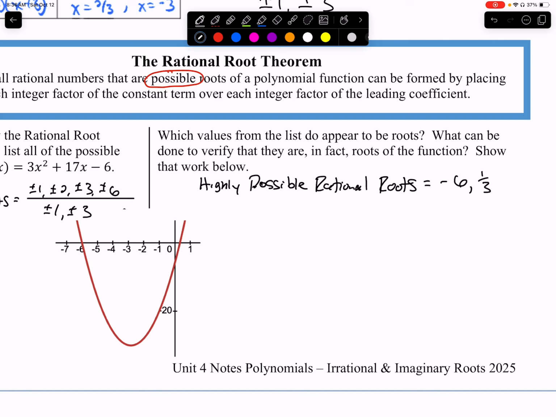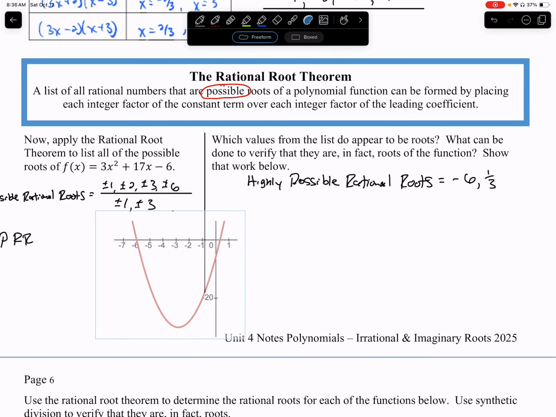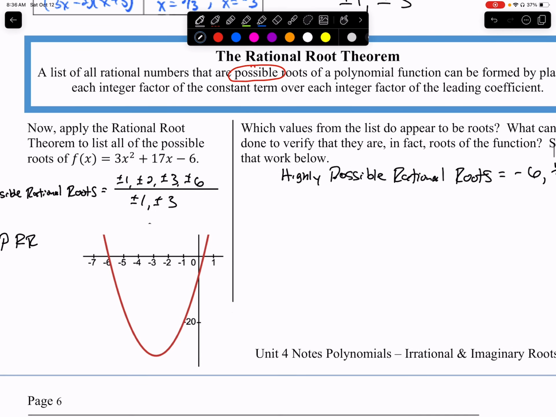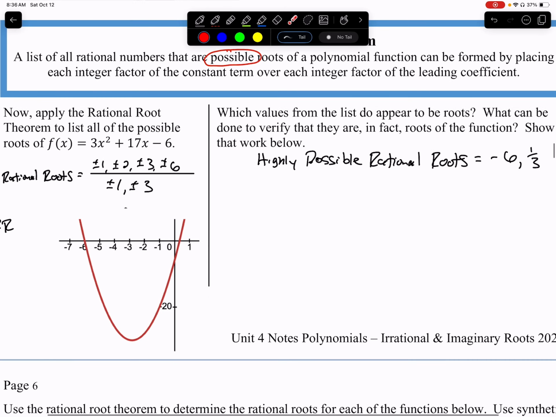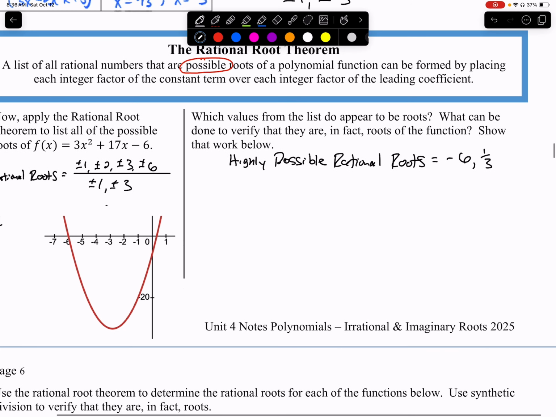Now, both of those could be right. One of those could be right. They could both be wrong. How are we going to check? So we could plug these numbers into the original function, and that wouldn't be that difficult to do with this quadratic. But we're not going to be dealing with quadratics all the time. We're going to be dealing with polynomials of many degrees, and that is going to be cumbersome to do without a calculator. So we're going to try synthetic division.